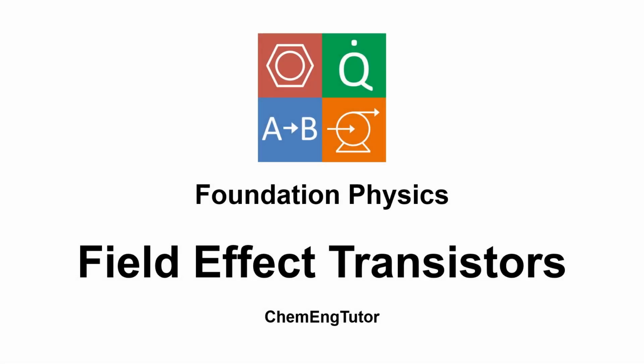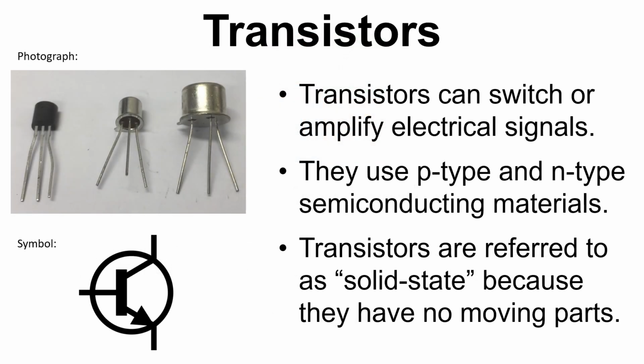In this video we're going to look at field effect transistors. So transistors can switch or amplify electrical signals, and they use both p-type and n-type semiconductor materials. And transistors are often referred to as solid state because they have no moving parts. So normally electrical switches have to be mechanical so that they open and close an electrical contact to switch things on and off. But that's not the case with transistors.